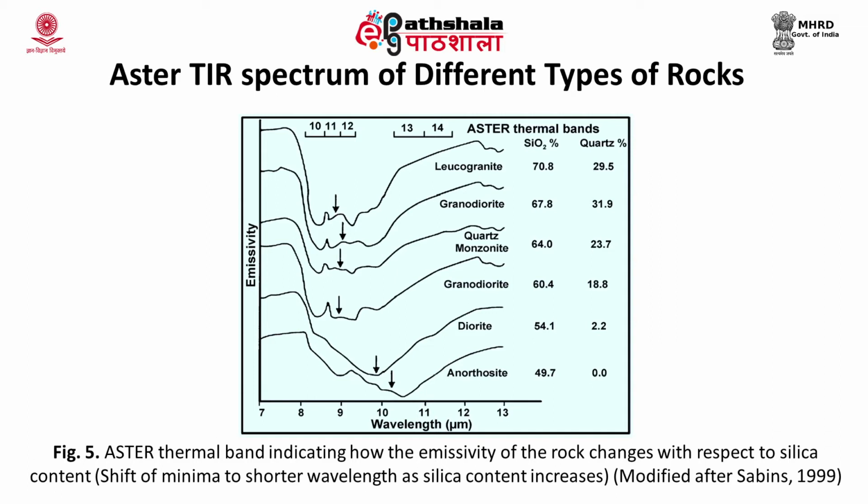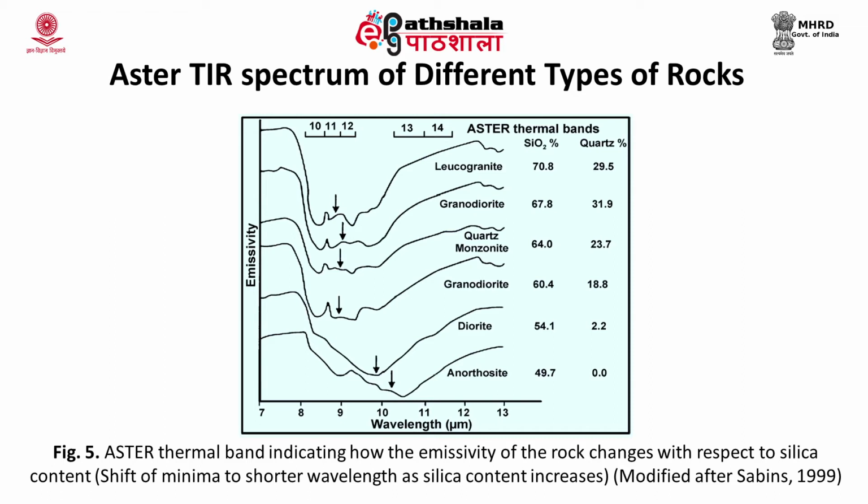And this silica content, we can also compare with the quartz percentage. Quartz is a mineral, and you can see in the case of lithogranite, granodiorite or quartzomonzonite, the quartz percentage is quite high compared to the diorite or anorthosite. So, in one way we can identify the rock, get the rock composition, and also get information about the mineralogical composition.